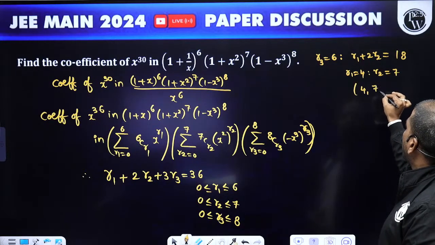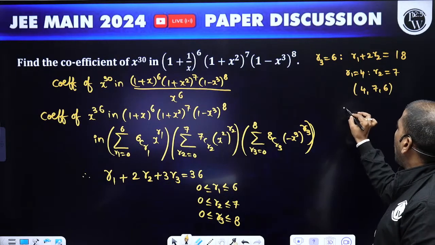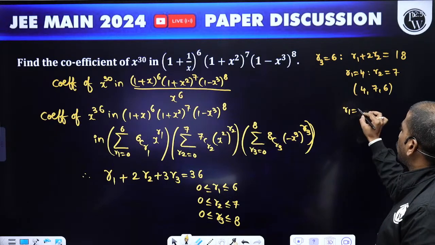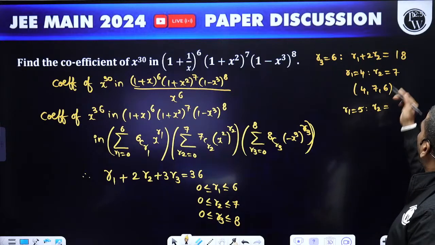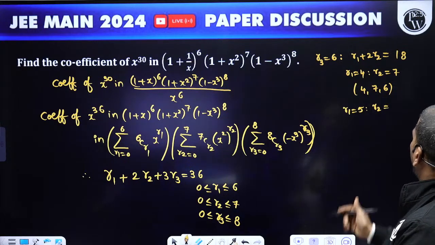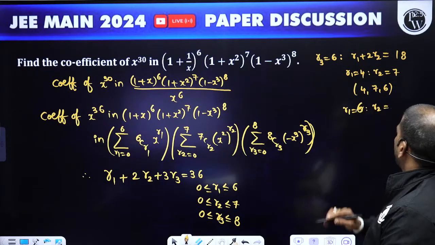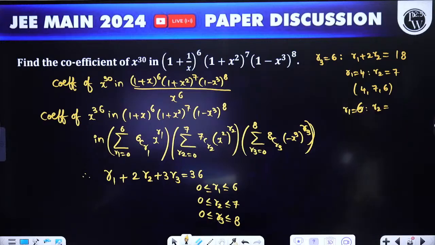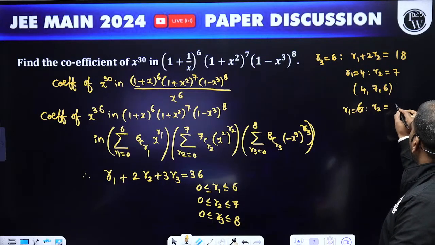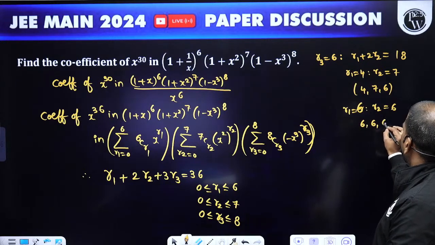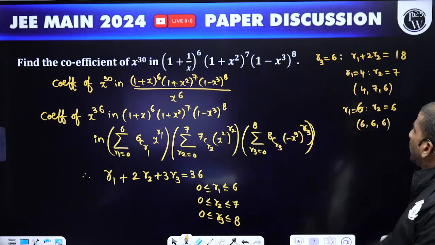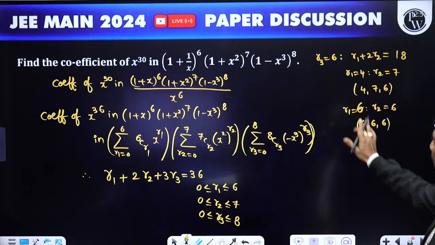4, 7, 6. Next, R1 is equal to 5. Not possible. R1 is equal to 5, so R2 is equal to 5 means 13. 5 is not possible. 6, so 12. So R2 is equal to 6. So what is the other case? 6, 6, 6. These are the two possible cases when R3 is equal to 6.